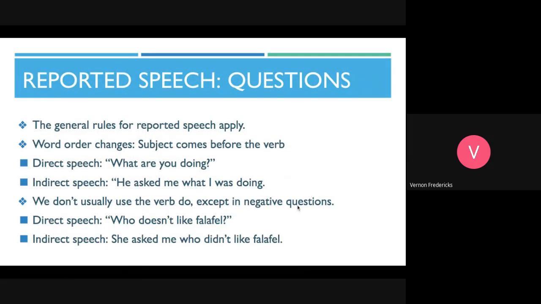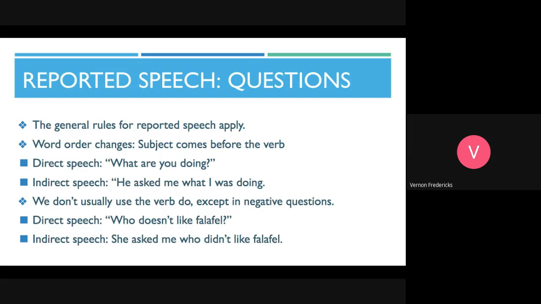Reported speech questions. The general rules for reported speech apply. Word order changes. Subject comes before the verb. Direct speech: What are you doing? Indirect speech: He asked me what I was doing. So my subject comes before the main verb in my indirect speech.